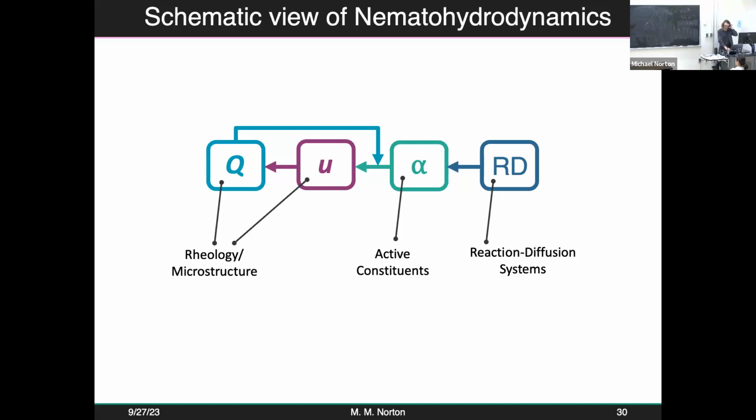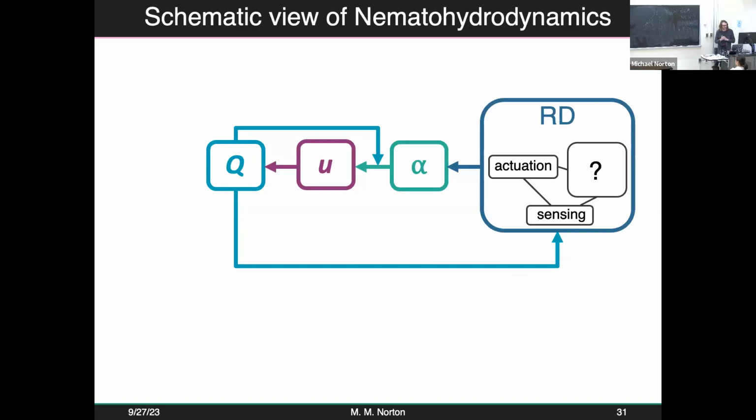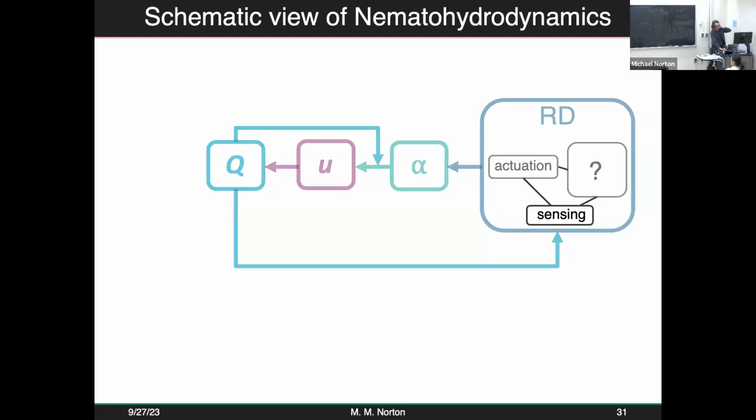But I think that this reaction diffusion idea can be broken down a little bit further into different steps. And I think these steps are broadly sensing and actuation. Sensing is where you take structural information about the system and you try to convert it into chemical information. So maybe the analog in biology are proteins that sense mechanical stress and change chemical activity as a result of that active stress.